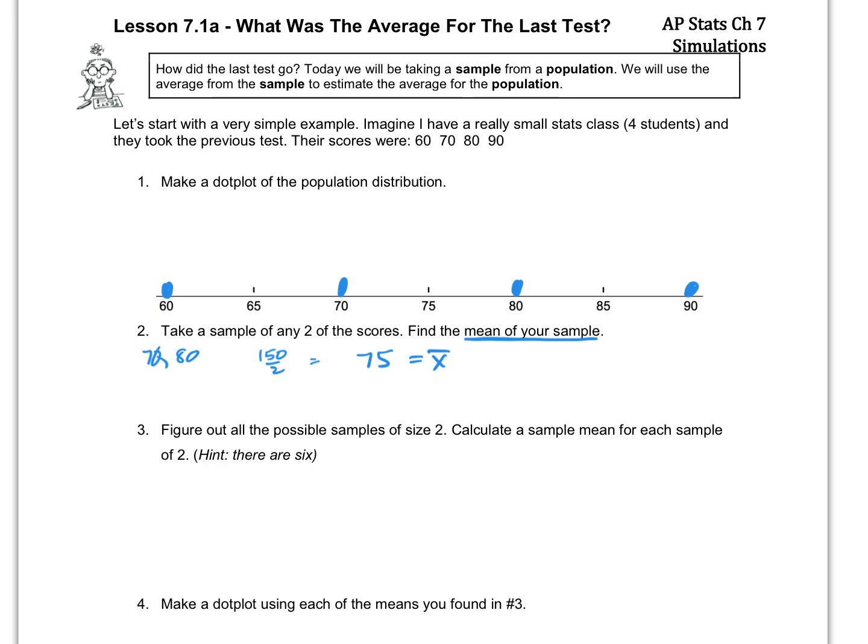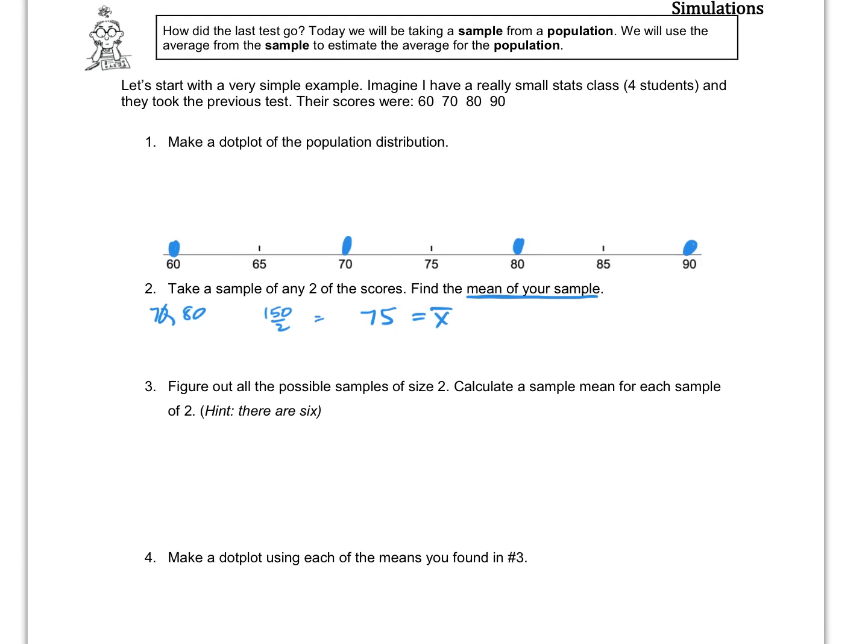Okay. Figure out all the possible samples of size 2. This is why we have a small population. All right. So if I have 4 things, I could choose samples of size 2. There's going to be 6 of them. So the first sample of size 2 would be 60 and 70. And I want to find the sample mean for that subset. So the X bar here would be what? 65.